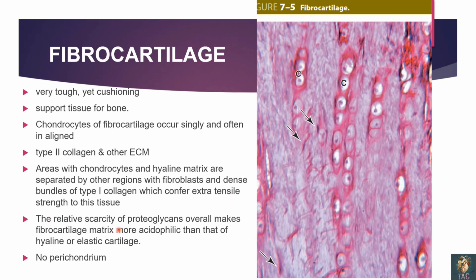The relative scarcity of the proteoglycans overall makes the fibrocartilage matrix more acidophilic. So you can appreciate this change, and you can differentiate it from the previous slide, in that in this the territorial matrix is a little bit acidophilic, and this is because of the scarcity of the proteoglycans which are present. Again, a very important point: there is no perichondrium in the case of the fibrocartilage.